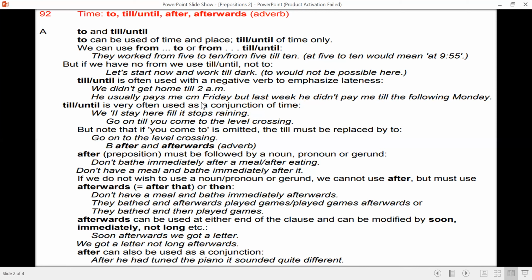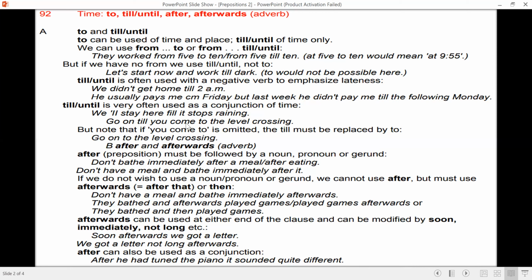He usually pays me. Here again, there is a little typing mistake. He usually pays me on Friday, but last week he didn't pay me till the following Monday. So here you can see that you are showing lateness. You are emphasizing lateness with the help of till and until.